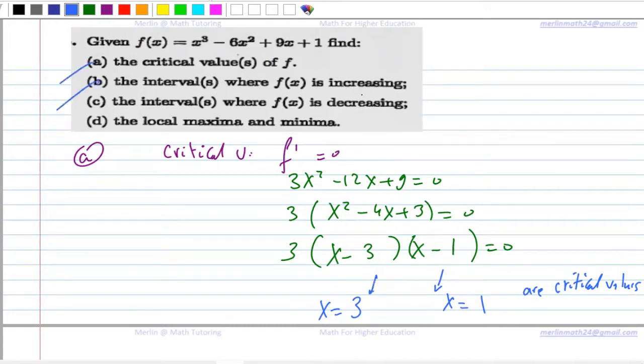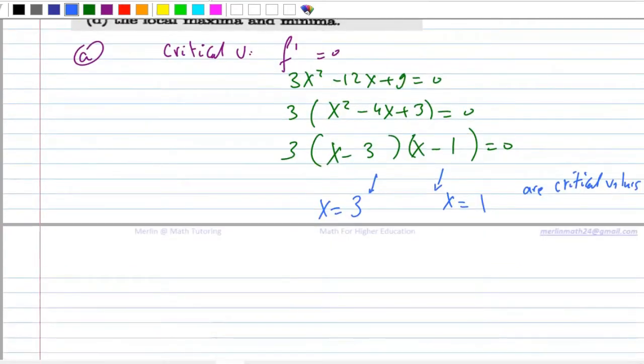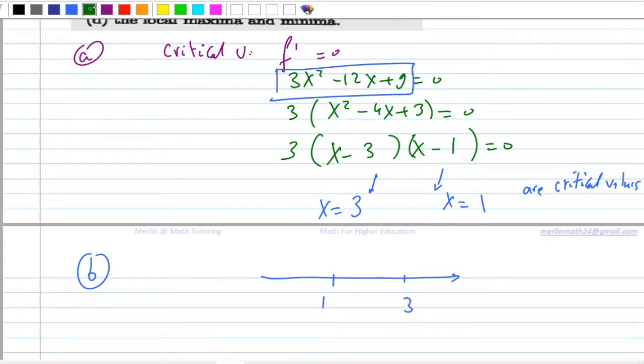Part B, intervals of increase or decrease, has to do with the number line, and you go on studying the behavior of the function. So we put those in order. We have the 1, we have the 3, and that is my f prime. So you pick any number in this part, in between and after, and you replace those numbers in your f prime.